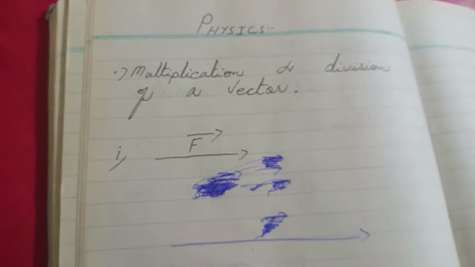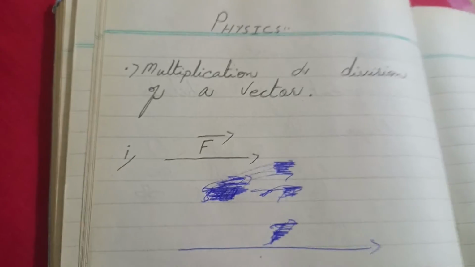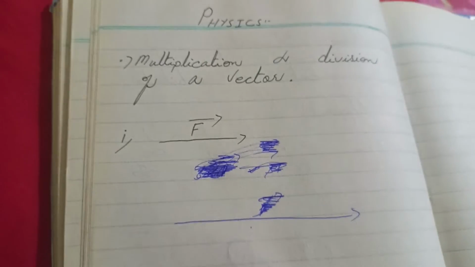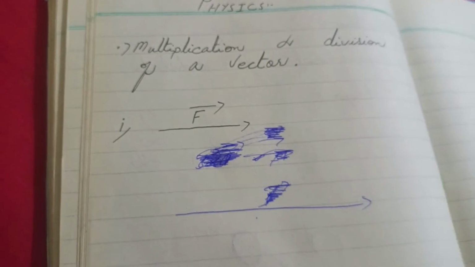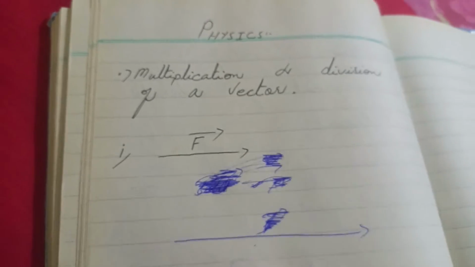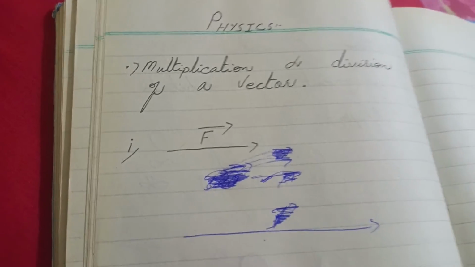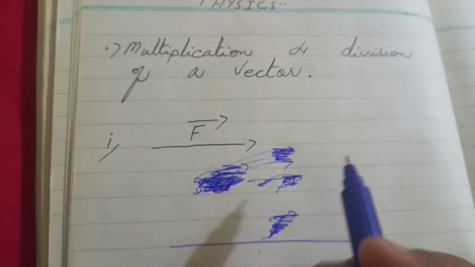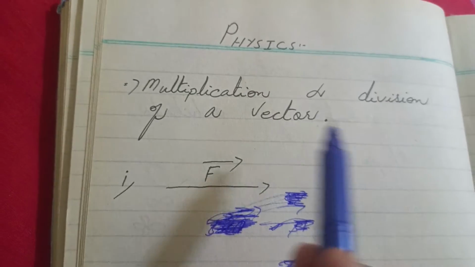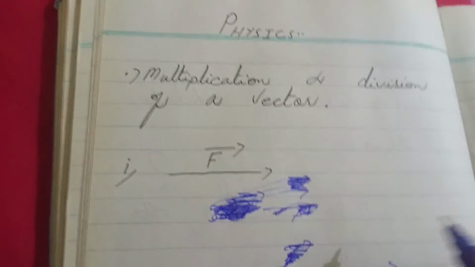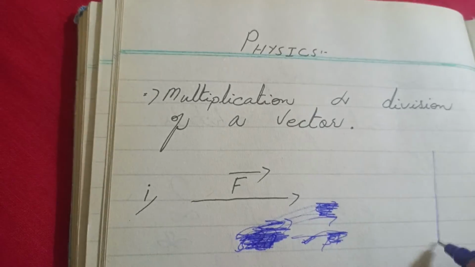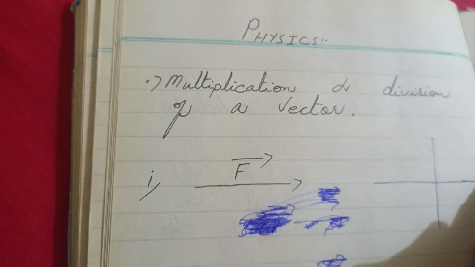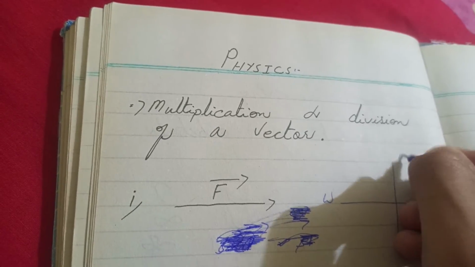Today we are going to discuss the multiplication and division of a vector by a number. Previously, as you know, we discussed all the things about vectors: what vectors are, and the difference between vector, scalar, and tensor quantities. So today we are going to discuss multiplication and division. For doing this, we need a compass, you can say direction, north, south.